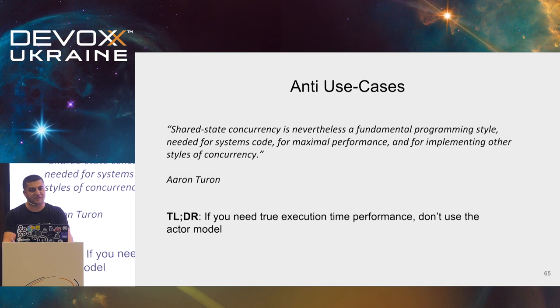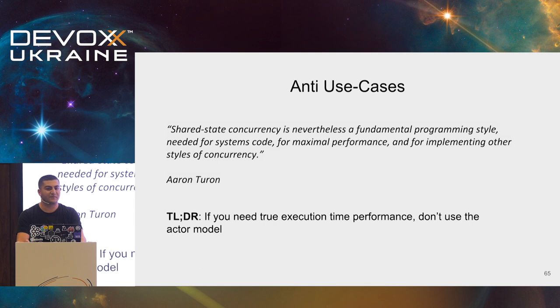An anti-use case of the actor model is when you need true performance. This is what Aaron Turon says, but read the... too long, I didn't read. When you need true performance, the actor model is not good because you have some overhead: you exchange messages, all the messages are immutable, so we have to clone the messages, and that costs memory and everything. It's one anti-use case I found. If you have another, please fill the list.